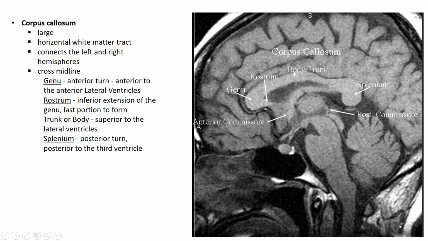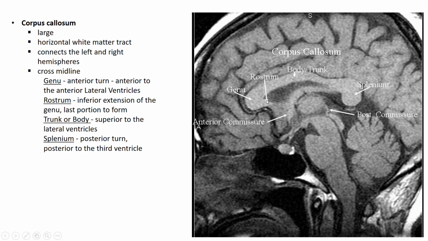So let's take a look at our white matter tracts, and on the exams I'll want you to be specific about which white matter tract that you are pointing out, and I will tell you about those as we go along here. The first one is the corpus callosum, and it's a rather large white matter tract that connects the right and left hemispheres of the brain.